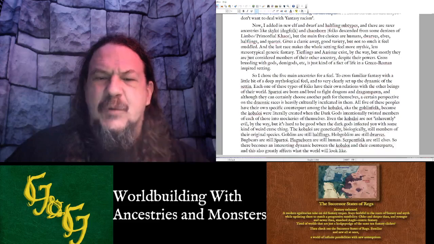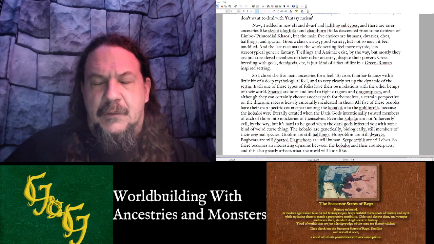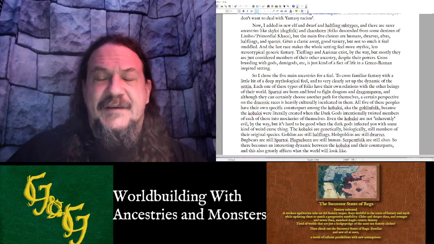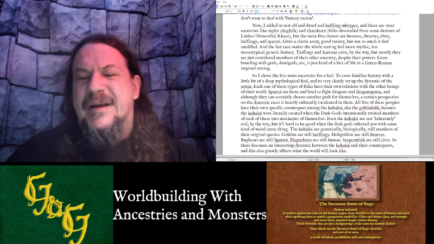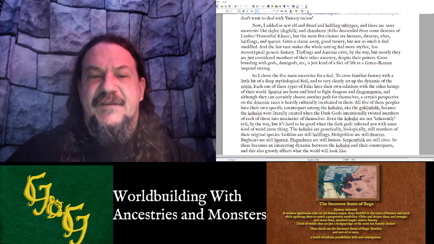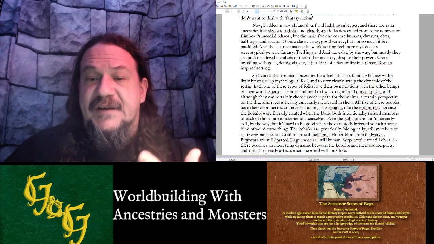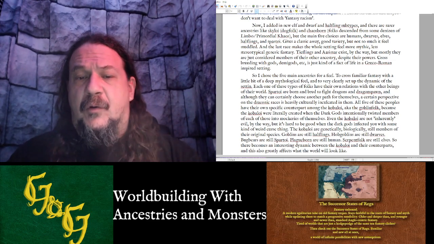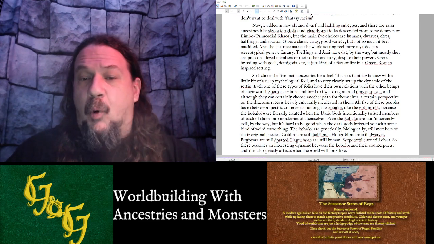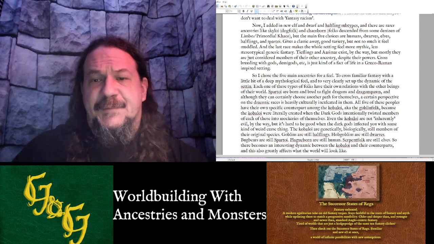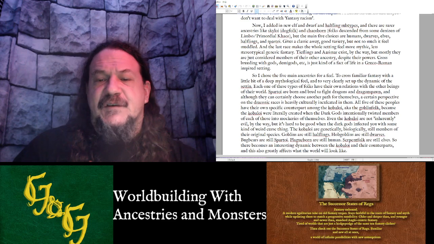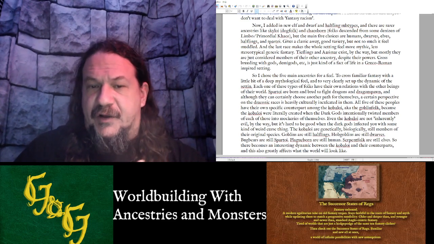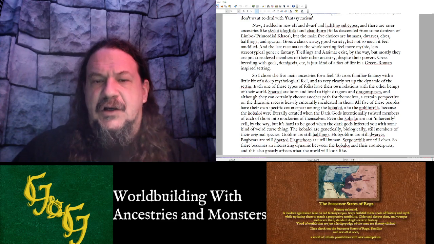So I chose the 5 main ancestries for a feel, to cross familiar fantasy with a little bit of a deep mythological feel, and to very clearly set up the dynamic of the setting. Each one of these types of folks have their own relations with the other beings of their world. Spartoi are born and bred to fight dragons and dragon spawn. And although they can certainly choose another path for themselves, a certain perspective on the draconic races is heavily culturally inculcated in them.